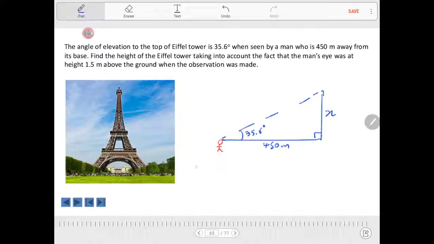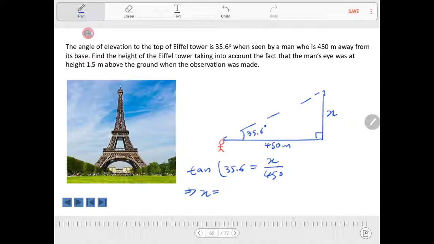Right, so the two sides we're using, we need to use tangent again. So the tangent of 35.6 is equal to the opposite x over the adjacent, 450, which means x equals 450 times the tangent of 35.6. I didn't write that properly, sorry. Put some brackets there.